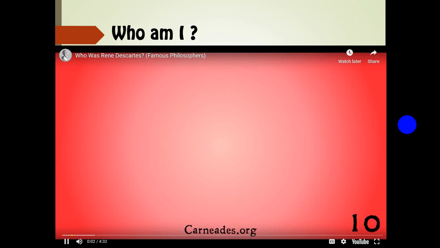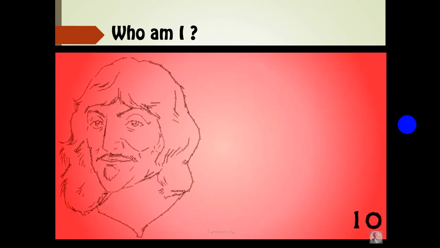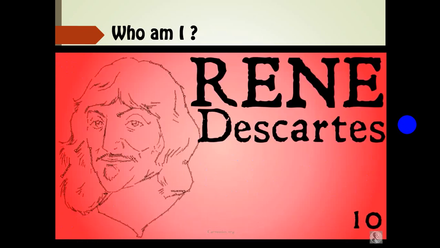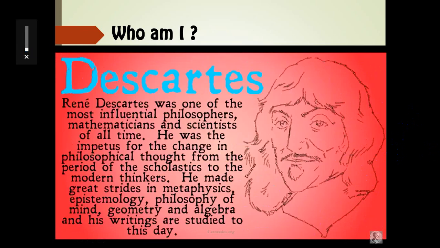Welcome back to Carneades.org. Today we're going to be continuing with our series, 4 weeks of famous philosophers. In this video we're going to be looking at René Descartes himself, founder of analytic geometry, arch enemy of the skeptic, and father of modern philosophy.